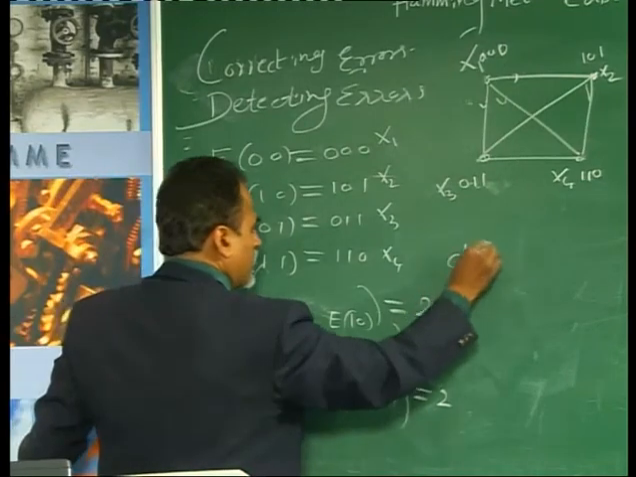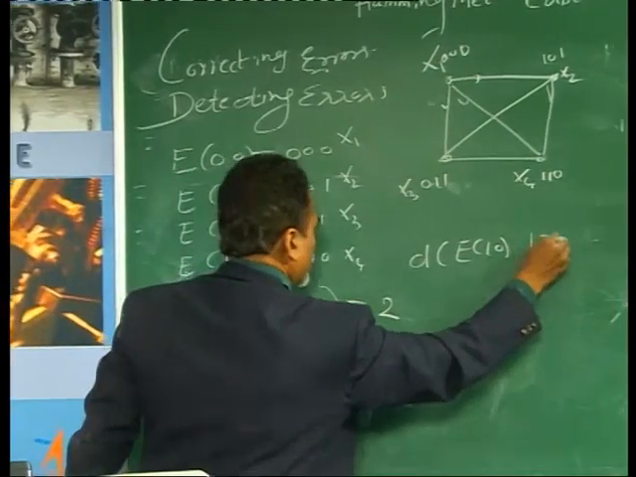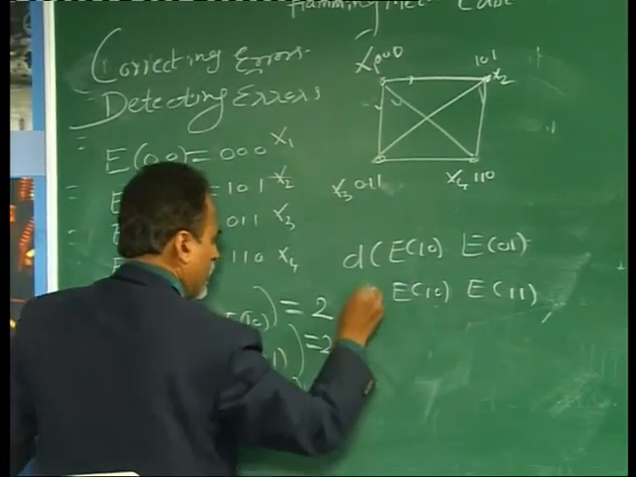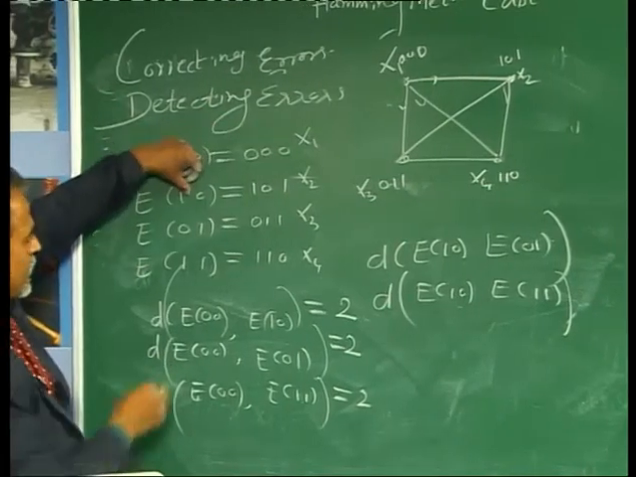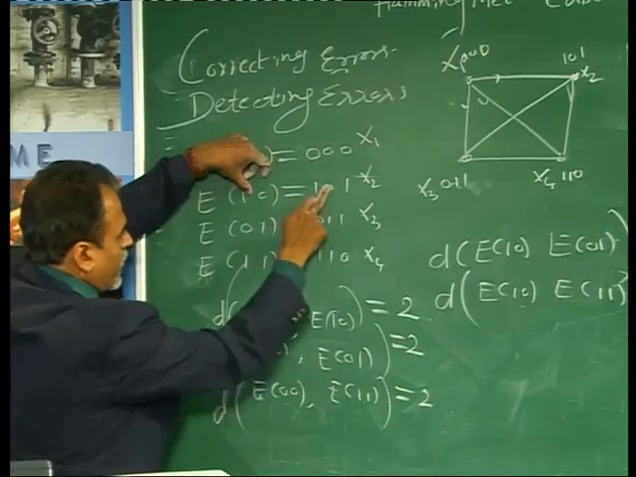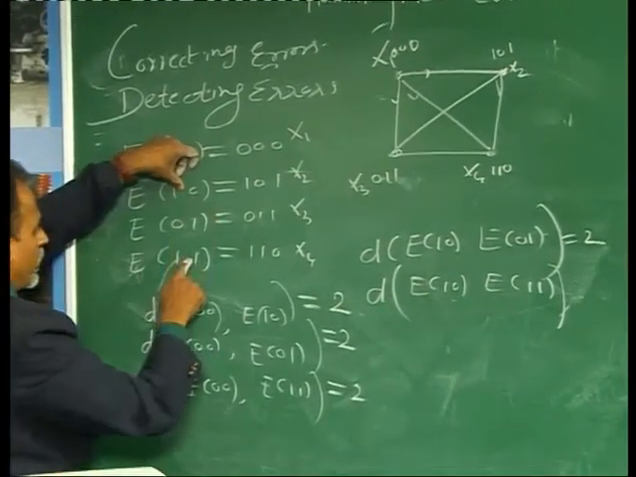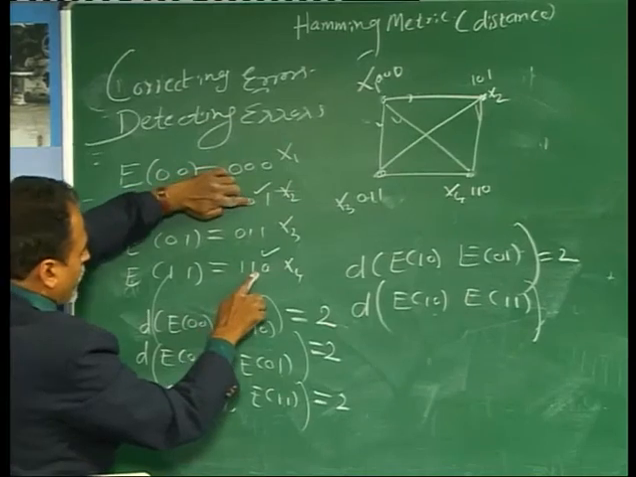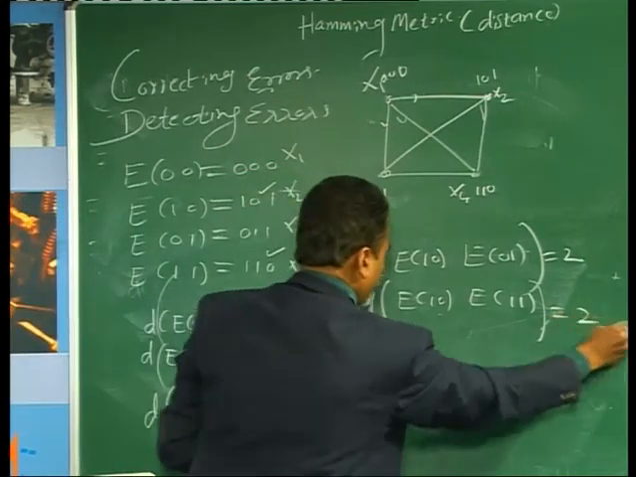Next one, if I take the distance of e of 1 0, already 0 0 is over, you take the remaining 2, which are e of 0 1 and e of 1 1. With the distance of 1 0 and 0 1, that is, these two code words: first position different, second position different, third position same, so 2. Then 1 0 and 1 1 and corresponding code words, these two: first position same, second position different, third position different, these two are different. So hence distance is 2.